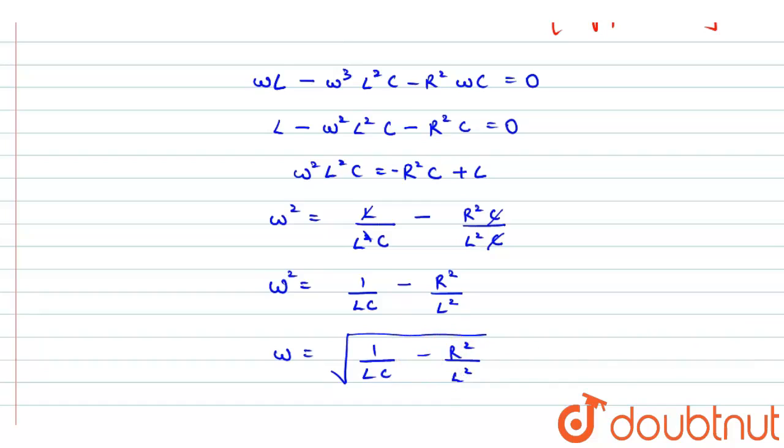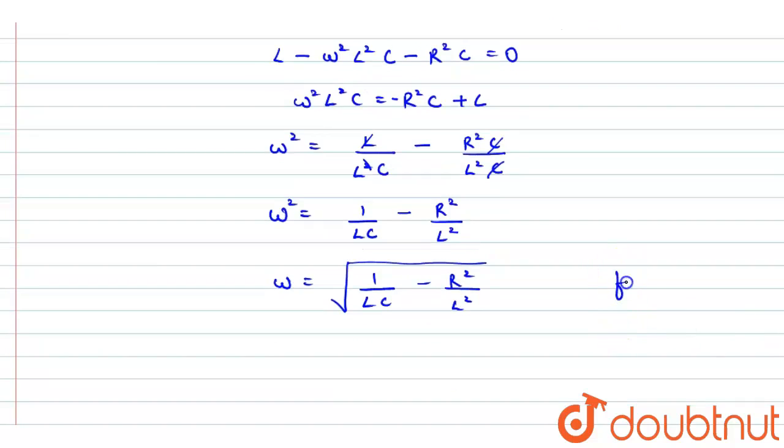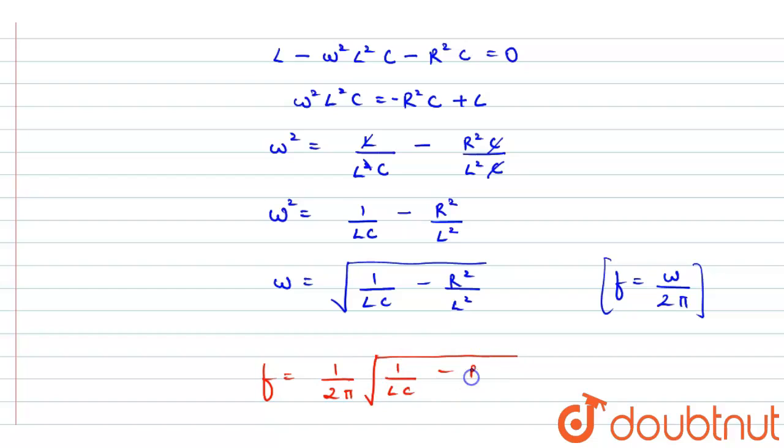Now we have to find the frequency, and we know that frequency is given as omega over 2 pi. So we have the frequency relation as this. Putting the value, we will get frequency equals 1 over 2 pi times under the root of 1 over LC minus R square by L square. So this is the required relation that we needed to prove.